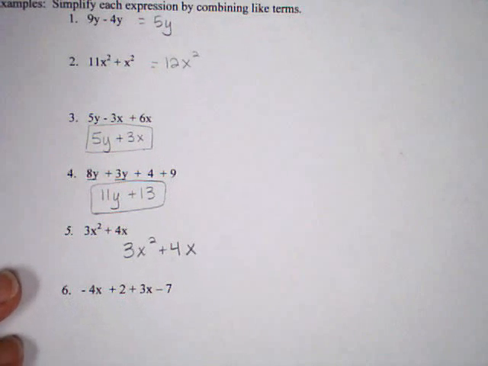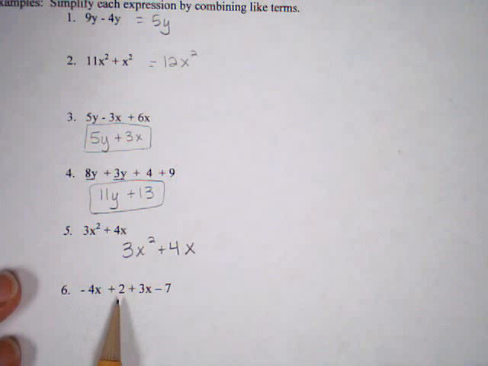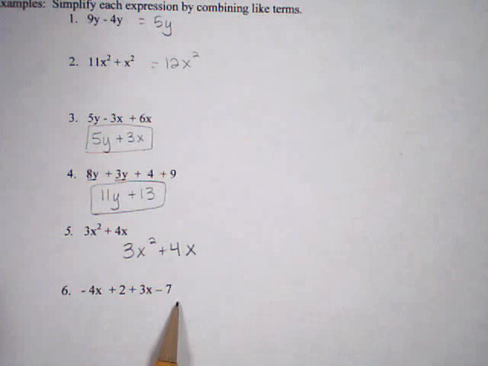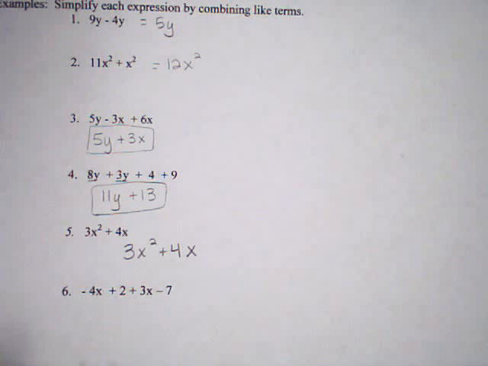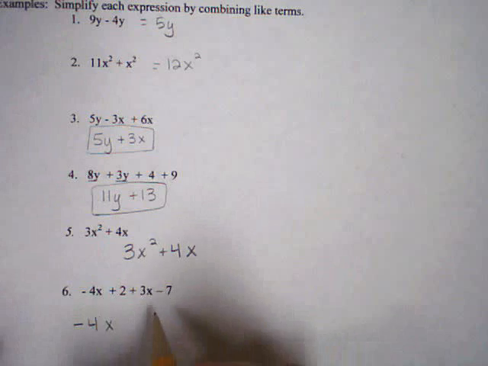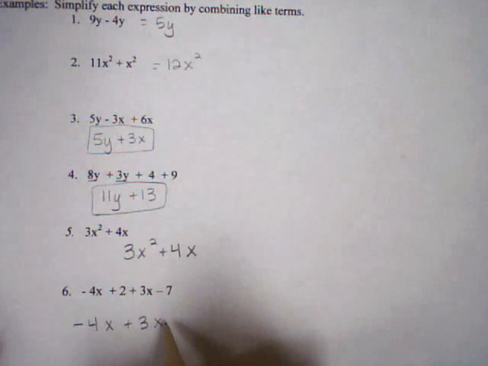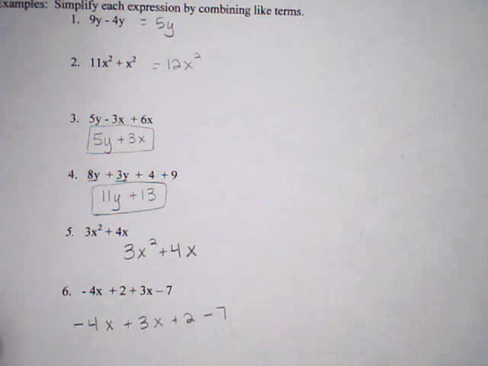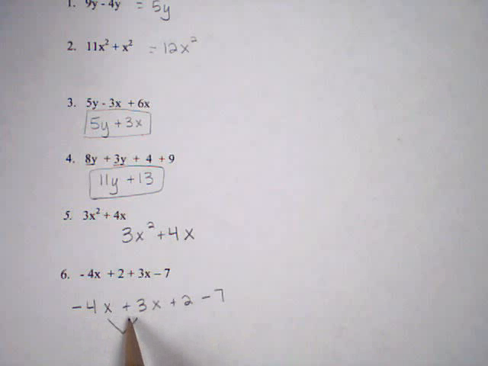And number 6, the last problem, you've got negative 4x plus 2 plus 3x minus 7. Now you can rearrange your problems if you need to, if it helps you to see which terms go together. So I could rewrite this and say I have a negative 4x, I have a positive 3x, put those x's together, I have a positive 2 and a negative 7. Put those constants together. So when I combine negative 4x and a positive 3x, signs are different. Subtract, take the sign of the higher number. So that's going to be a negative 1x.